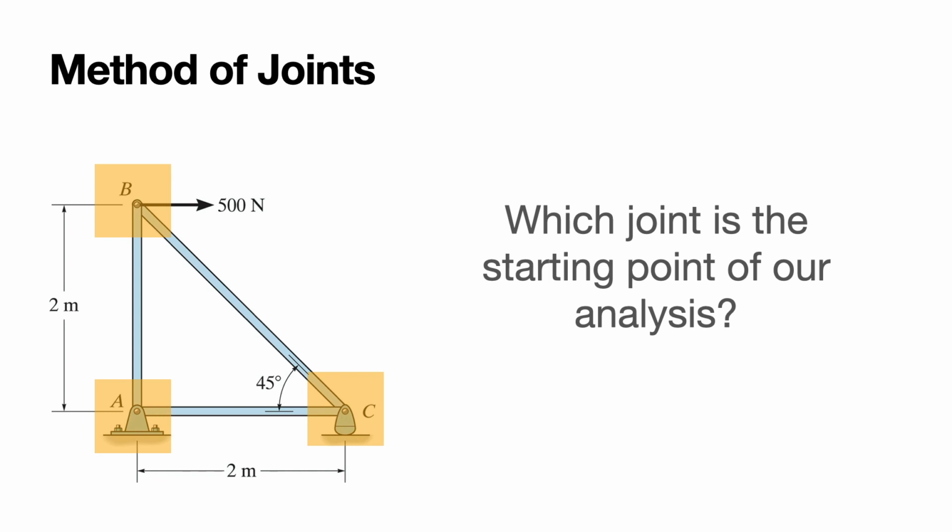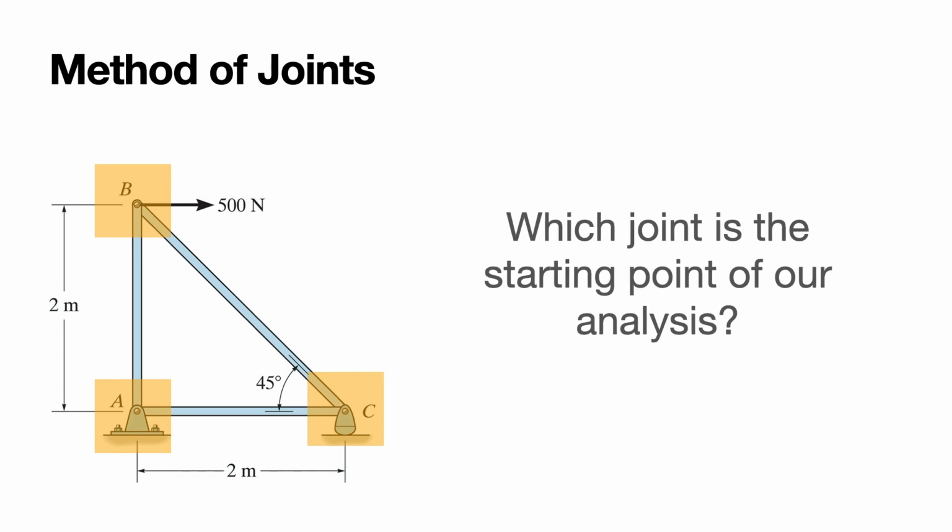Before we proceed, let's just draw the reaction forces at each connecting joint. So there's a pin joint at joint A, and the reaction force would look like this, and there is a roller joint at C. The reaction forces at joints A and C are unknown, and the only thing we know is that there is a known force of 500 Newton at joint B.